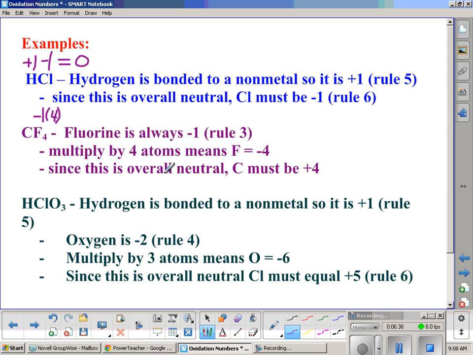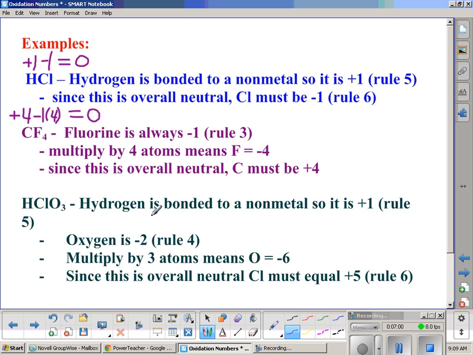Now, since overall it's neutral, again, there's no charge, just as we had in the last one. So it has to equal 0. It's neutral, no charge. So if this fluorine part of it is -4 and altogether it's 0, that means the carbon part of it has to be +4.